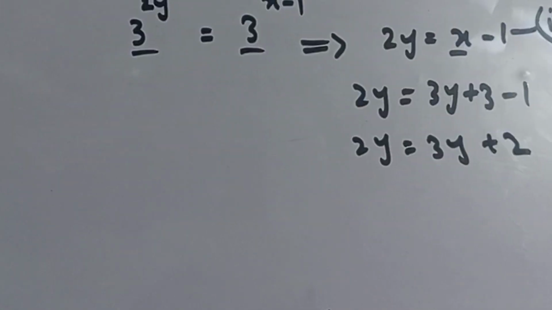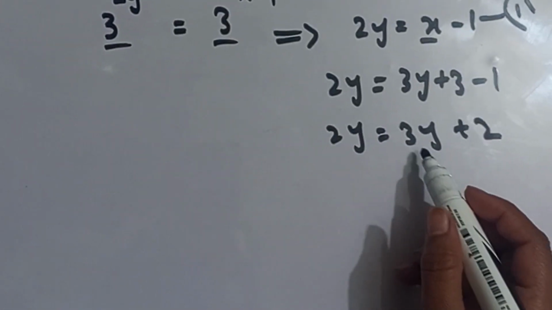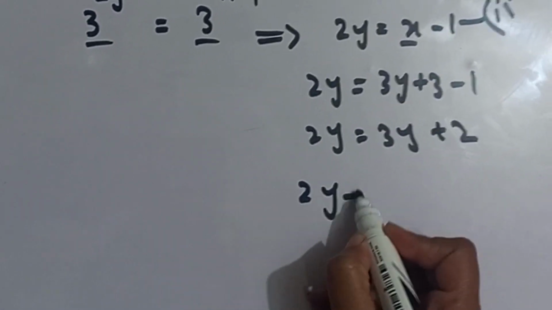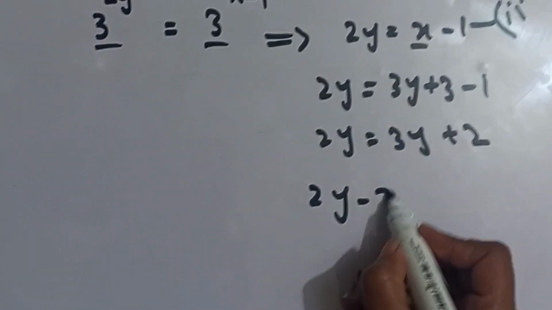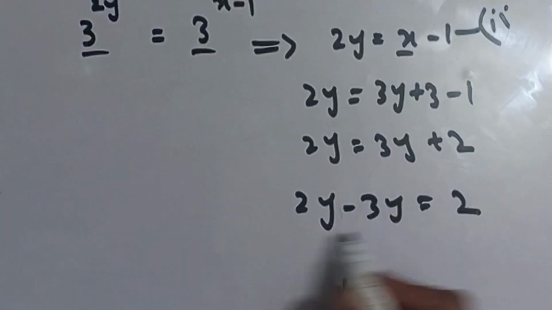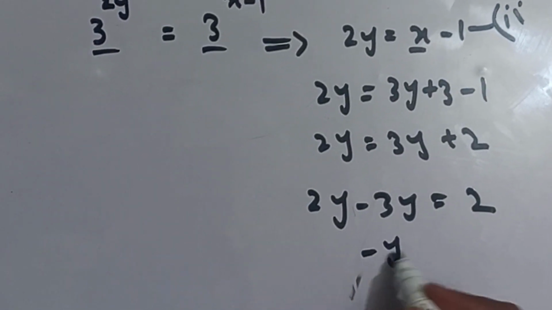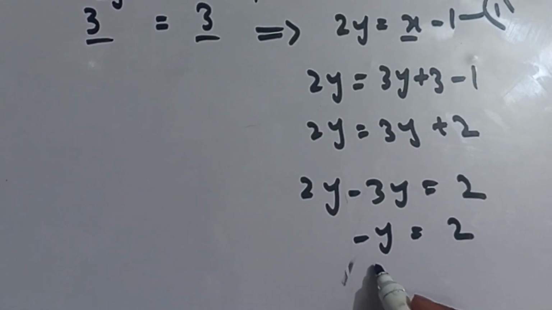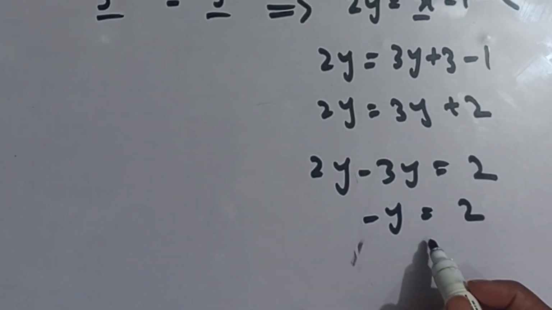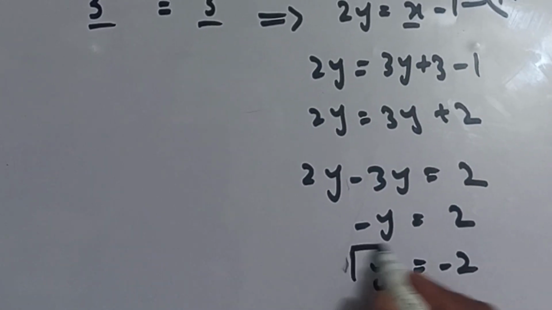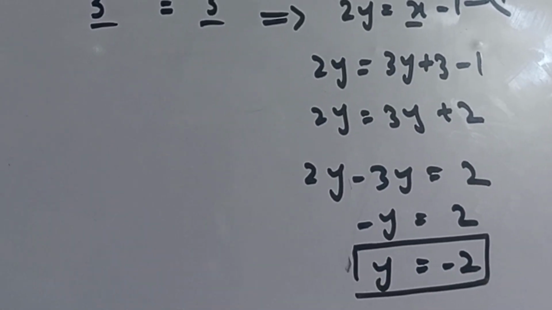Now in the next step, we subtract 3 times y on both sides. So 2 times y minus 3 times y is equal to 2. 2 times y minus 3 times y is minus y, which is equal to 2. In the next step, we multiply this equation by minus 1 on both sides, then we get y is equal to minus 2. This is the value of y.